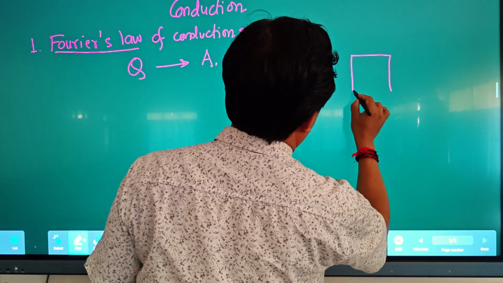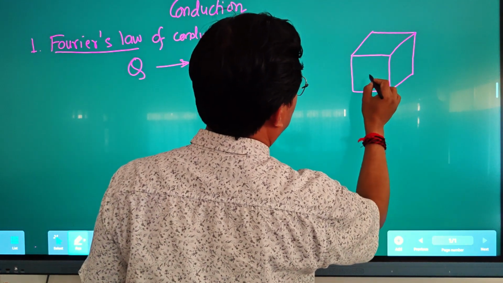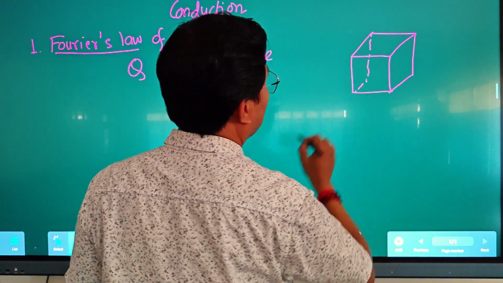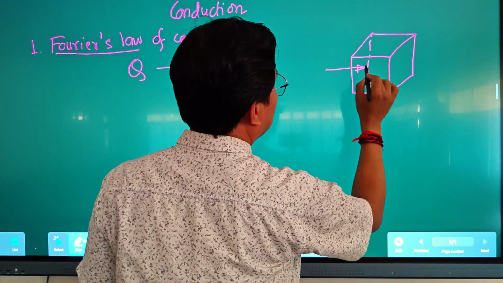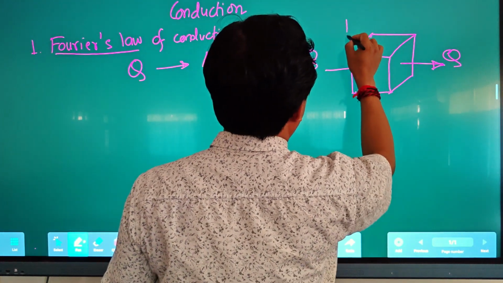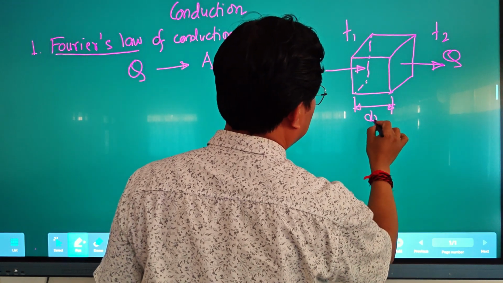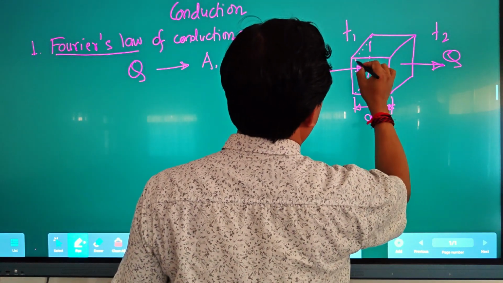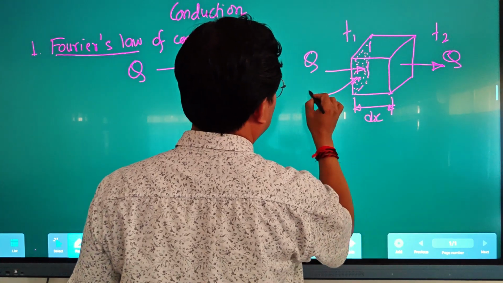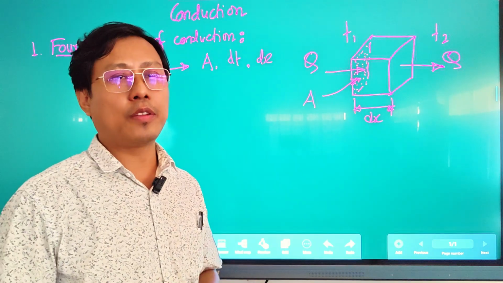So if we draw this, through this heat flow will take place, and here suppose it is temperature 1, here it is temperature 2, on that side, and the thickness, let us consider it is dx, and this area is A.